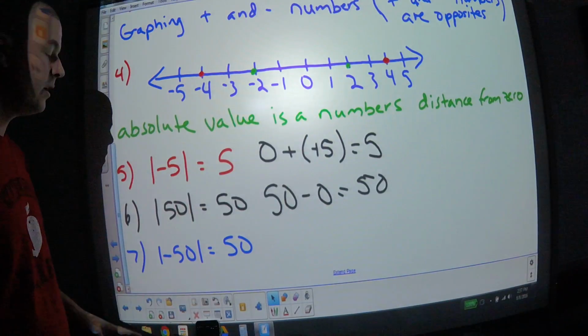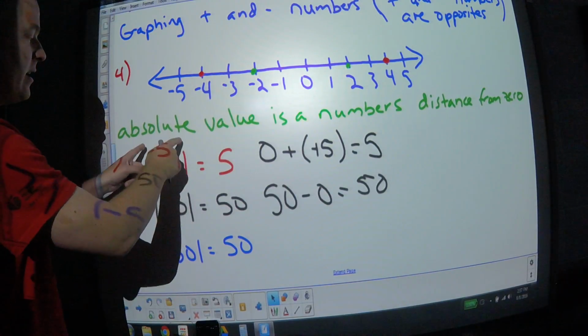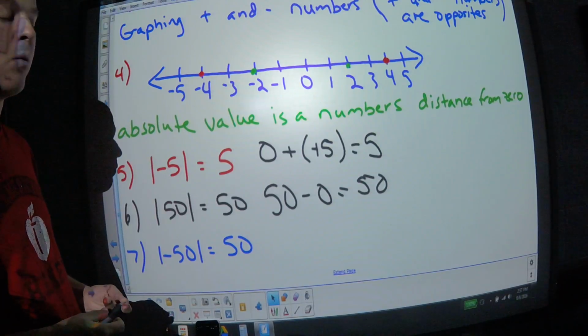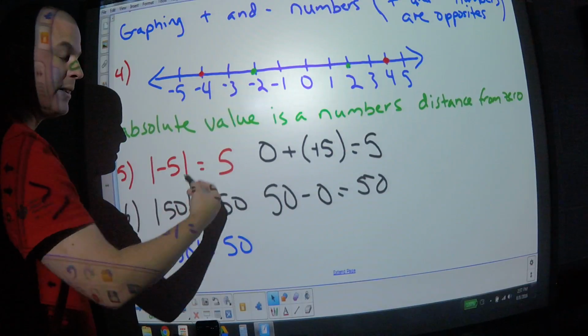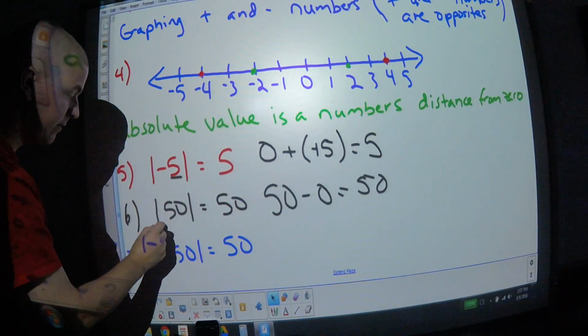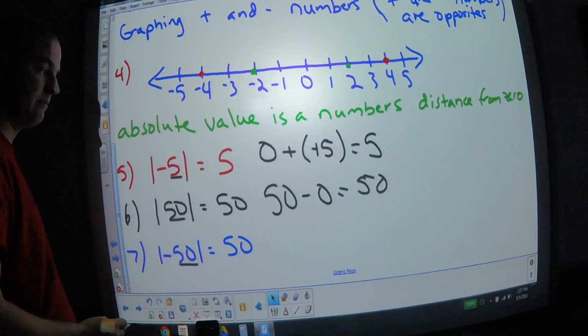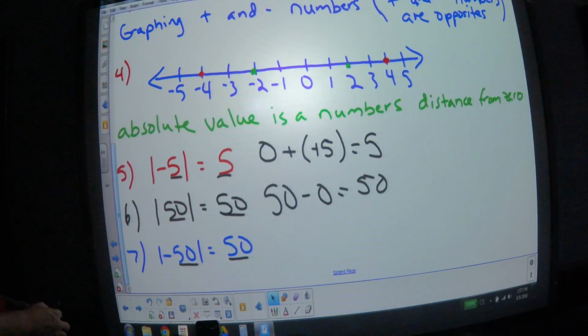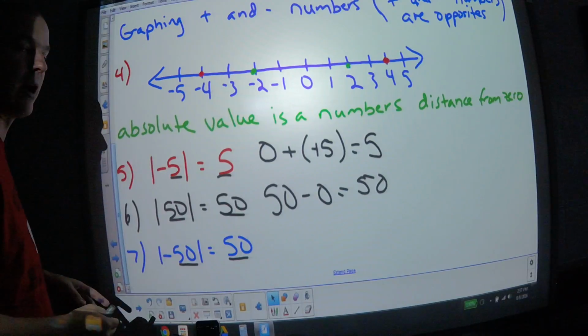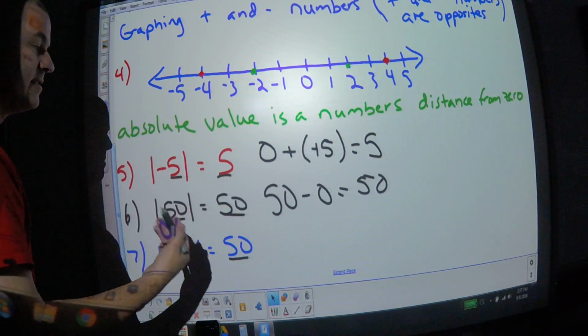Well, it's 50. So just know that whatever's in here, in between the lines, whatever the value is, just take the positive or negative away and just write the number. Okay? So 5, 50, 50. Absolute value is really easy. Drop the absolute value and drop the sign. And that is the distance from 0.